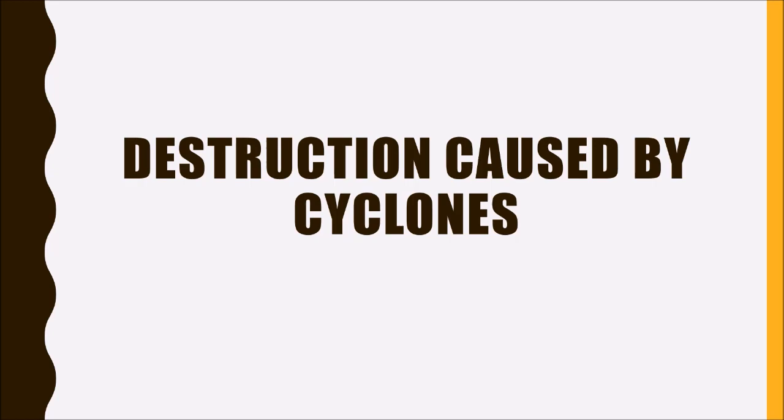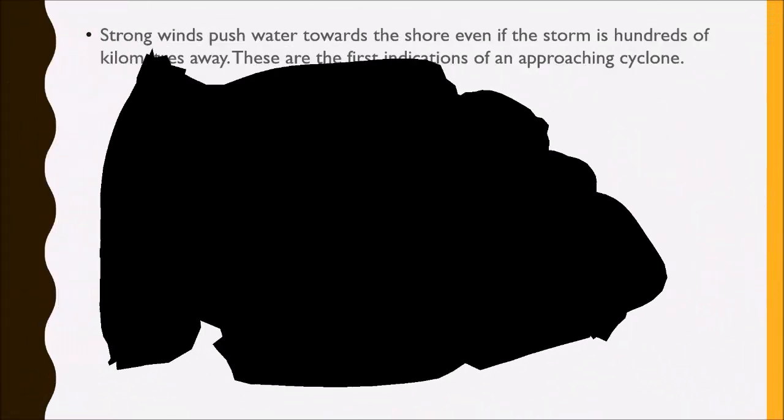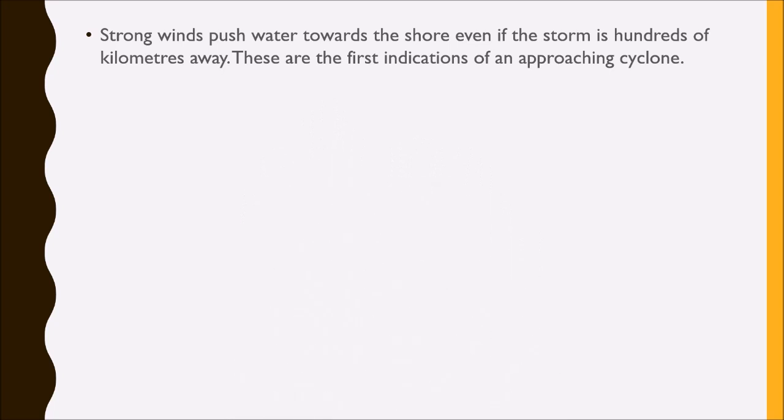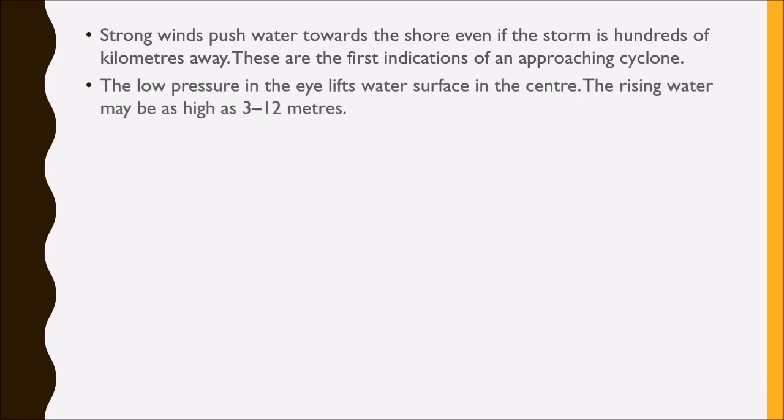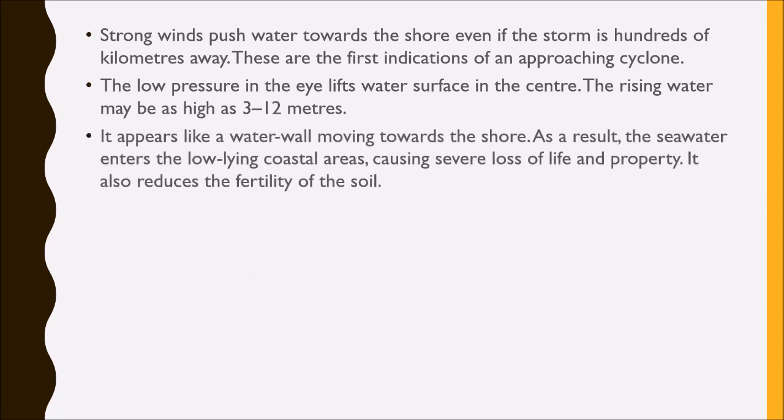Cyclones can be very destructive. Strong winds push water towards the shore even if the storm is hundreds of kilometers away. These are the first indications of an approaching cyclone. The low pressure in the eye lifts the water surface in the center. The rising water may be as high as 3 to 12 meters. It appears like a water wall moving towards the shore.